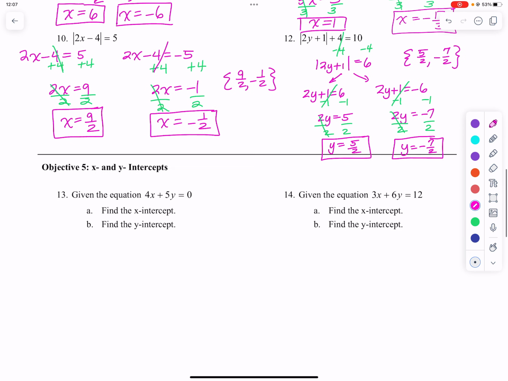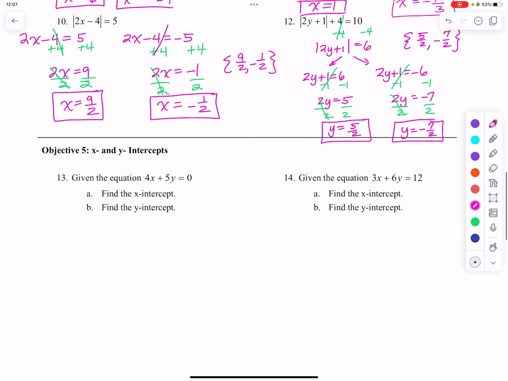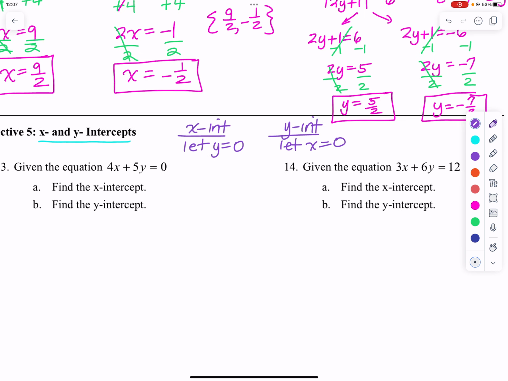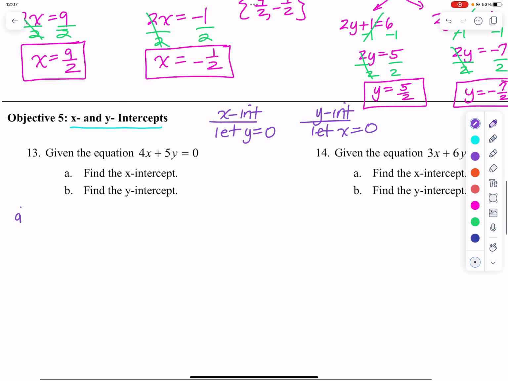Finally, we will end this section with finding the x and y intercepts. So when we look for an x-intercept, we let y be 0. When we're trying to find a y-intercept, we let x be 0. So let's go ahead and start here in part A. If we're going to find the x-intercept, we're going to let y equal 0.